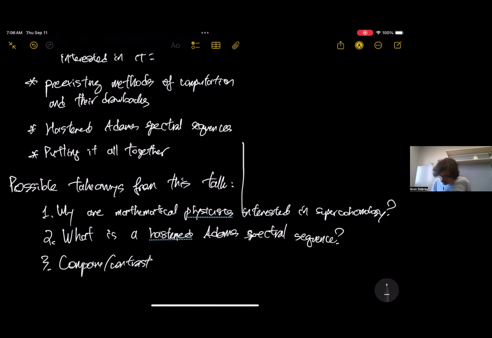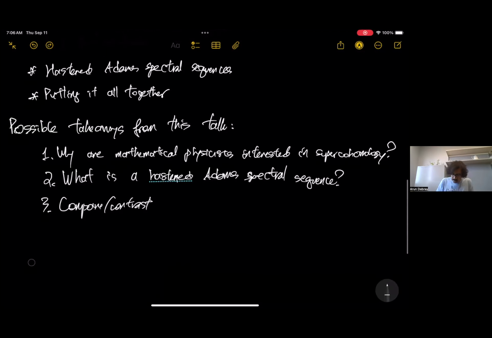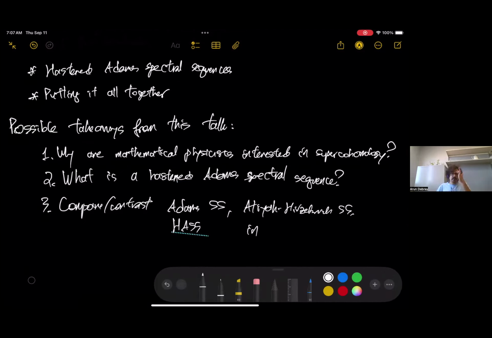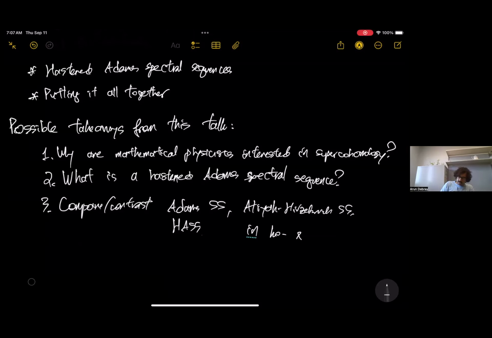Another takeaway is comparing and contrasting different methods of computation. So we've got the Adams spectral sequence as usual, the Atiyah-Hirzebruch spectral sequence, and the Adams spectral sequence. Did I write too many S's? I did, I'm sorry. And I'm going to be focusing mostly on KO and KU modules, for reasons that will become apparent.